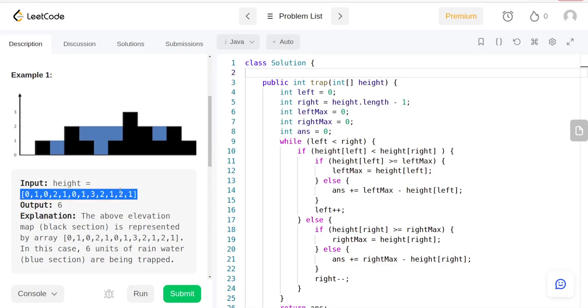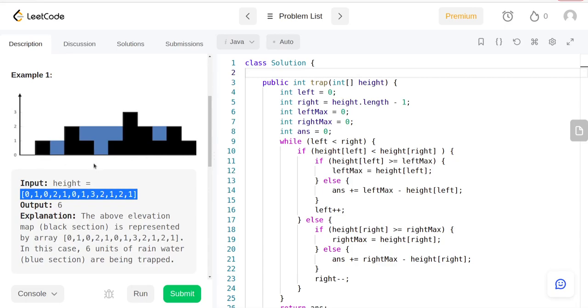The way we're going to be doing it is we're going to have our algorithm, and then based on that we're going to be talking about how the algorithm works. Basically, you have a pointer on the left hand side, a pointer on the right hand side.